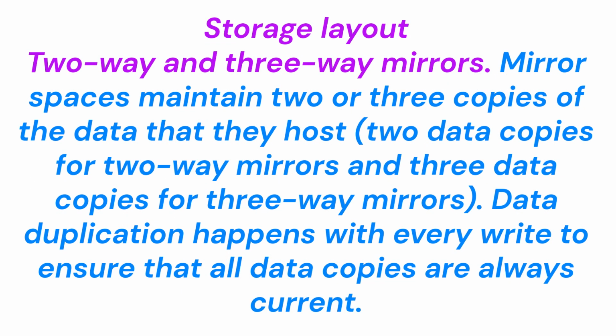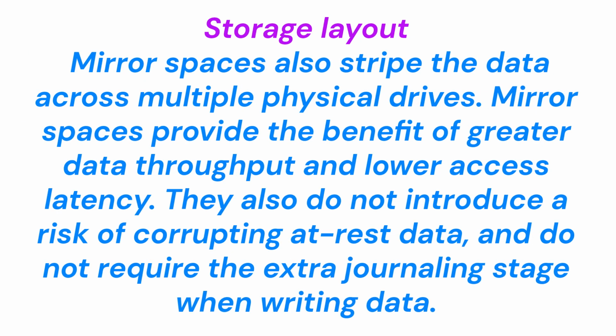Two-way and three-way mirrors. Mirror spaces maintain 2 or 3 copies of the data that they host: 2 data copies for two-way mirrors, and 3 data copies for three-way mirrors. Data duplication happens with every write to ensure that all data copies are always current. Mirror spaces also stripe the data across multiple physical drives.